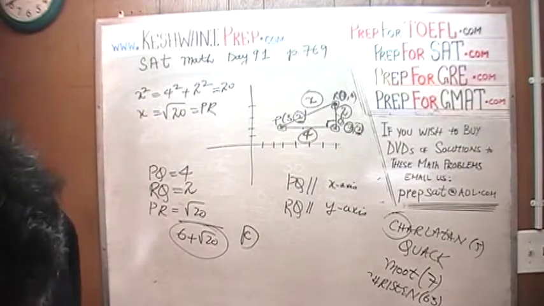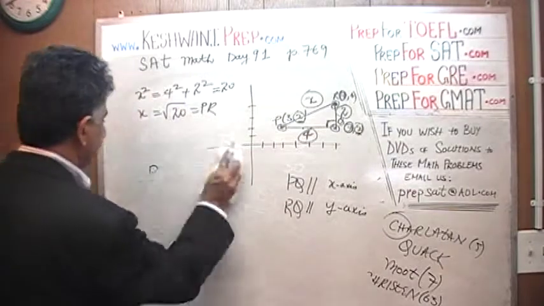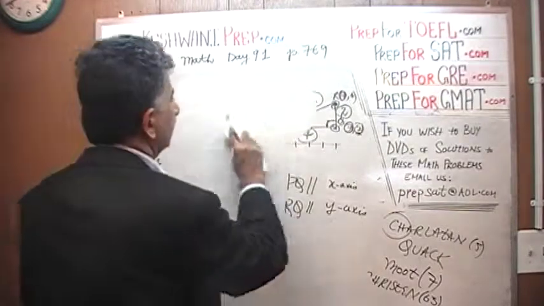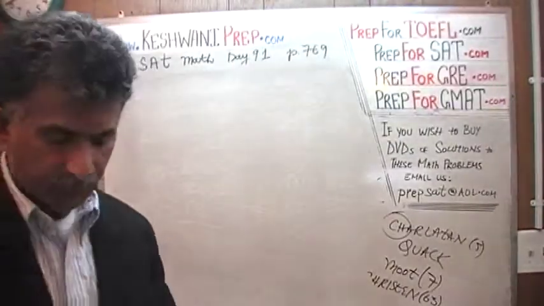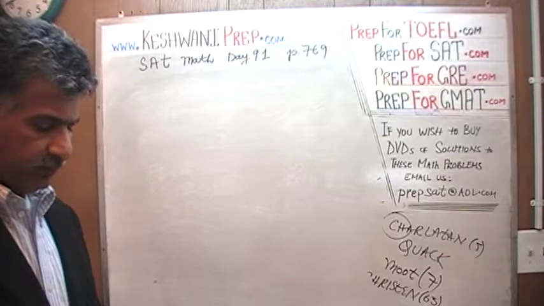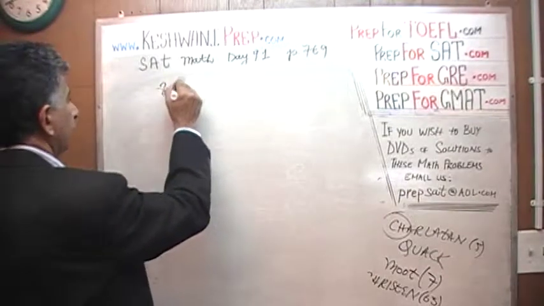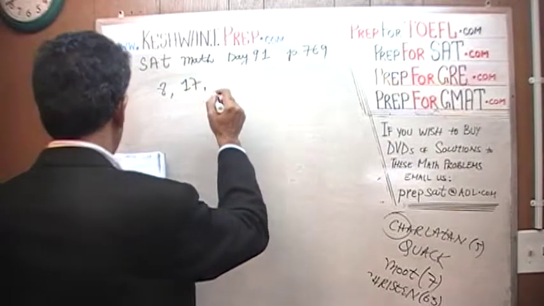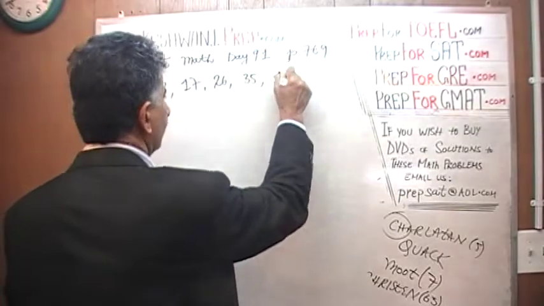Number 5. The first 5 terms in a sequence are shown above. Alright, so here we go. 8, 17, 26, 35 and 44.